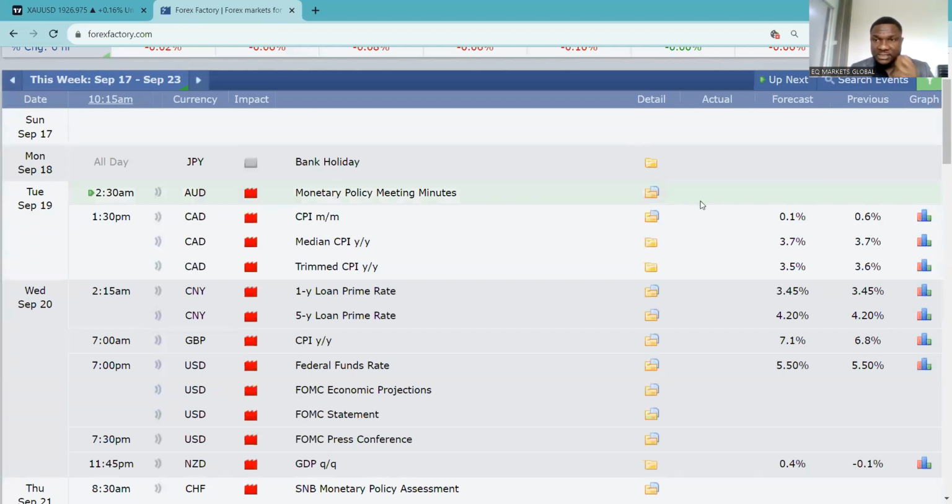So, as usual, Monday is still void of most of the high impact expected economic happenings, except for a bank holiday in Japan. All right. Today they are reserving today, I think, to respect the elderly and the aged people in Japan. Then on Tuesday, we are expecting some monetary policy meetings from the Aussie, and then some CPI data from Canada. We're expecting CPI data month on month, year on year, both median and trimmed CPI data from Canada. That's going to be happening by 1:30 p.m.